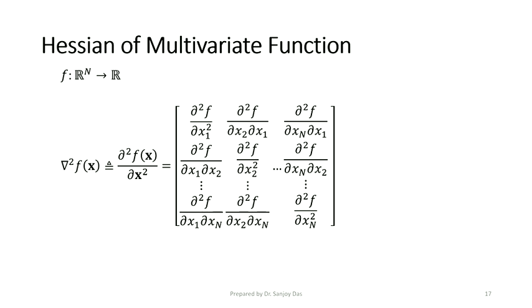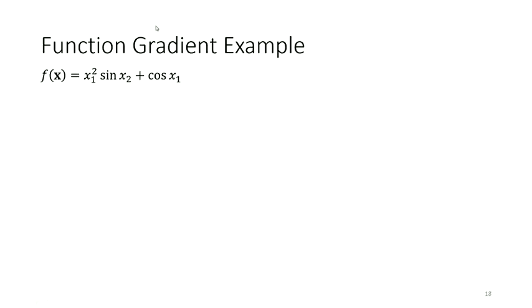Why is that? You see, the order of differentiation doesn't matter, right? So you can differentiate the function with respect to x1 and then with respect to x2, or you can differentiate the function with respect to x2 first and then with respect to x1, you'll get the same thing. So that's why, if you take the upper triangular elements and the lower triangular elements, you'll get the same. That makes the Hessian a symmetric matrix.